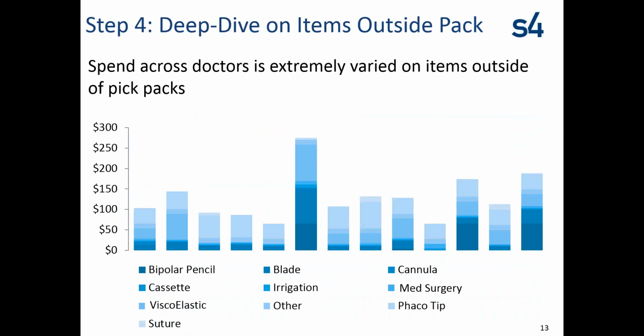And this is an example of items that we found outside the pack. Each shade of blue on those bars represents a different category of supply. So, blades has a pretty big effect here. The use of pencils, cannulas, those sorts of things can affect the cost per case. And then you can see irrigation, med-surg. All those kinds of things can affect the cost per case. And this, again, helps us to basically get into the case that's performed and start to determine where we can find savings. Next slide, please.